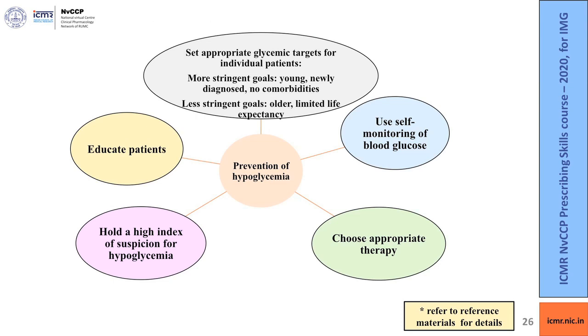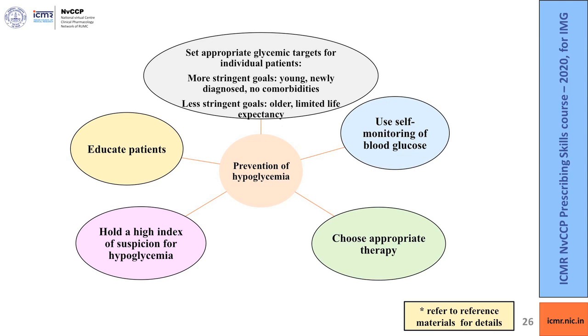As they say, prevention is better than cure, and as discussed earlier, recurrent and severe hypoglycemia can be dangerous for the patient. Hence, what are the steps we could take to prevent hypoglycemia? It is important to educate and counsel patients to set appropriate glycemic targets for individual patients. It is recommended that while the goals for glycemic control may be more stringent for young newly diagnosed patients with no comorbidities, they should be less stringent for elderly patients or for patients with limited life expectancy.